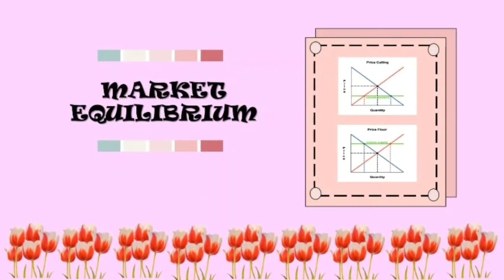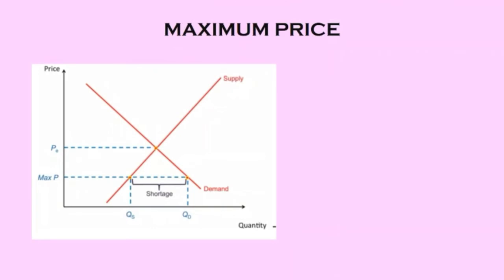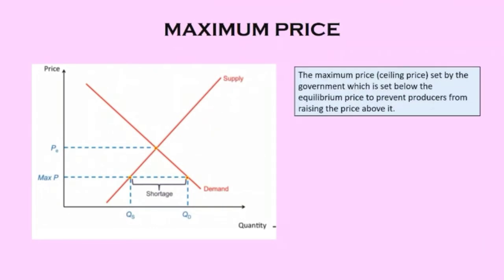Next, let's proceed to government intervention in the market, which is maximum price and minimum price. Maximum price refers to the maximum price set by the government, which is set below the equilibrium price to prevent producers from raising the price above it. When maximum price is set below equilibrium price, there would be a shortage of goods and services.